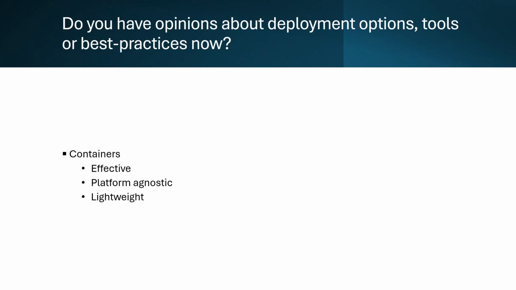Another question: do I have opinions on deployment options, tools, or best practices? What I liked about containers is that they're an effective platform agnostic and lightweight solution, meaning that by using containers, we try to limit how much we depend on a specific cloud service, which can be very nice. For example, if early on a certain cloud service fits our needs very nicely, and then when we try to scale, it doesn't fit our needs anymore and prices go up, then it can be very interesting to always have the flexibility of moving on without too much hassle.